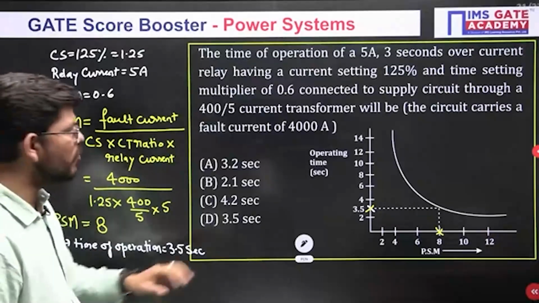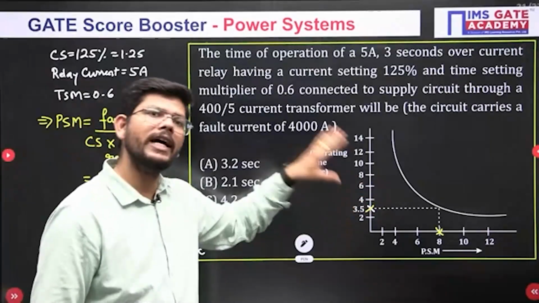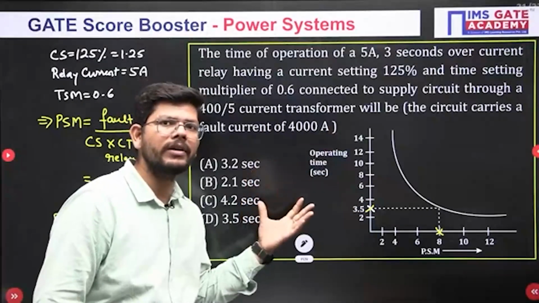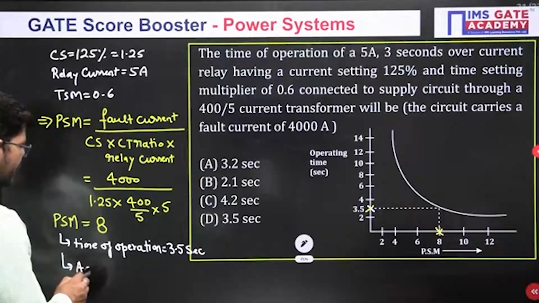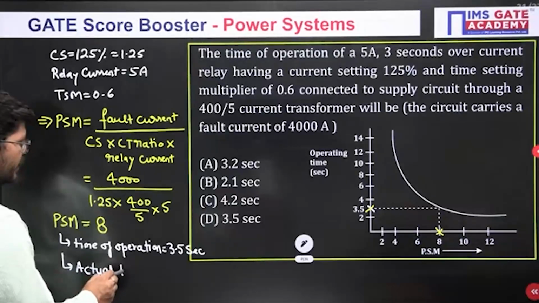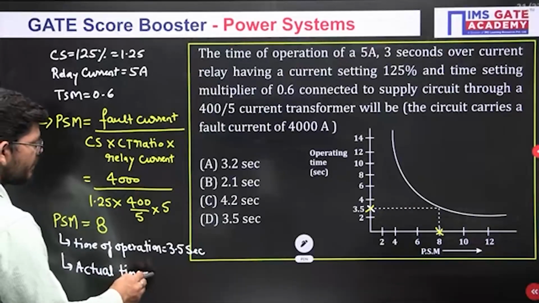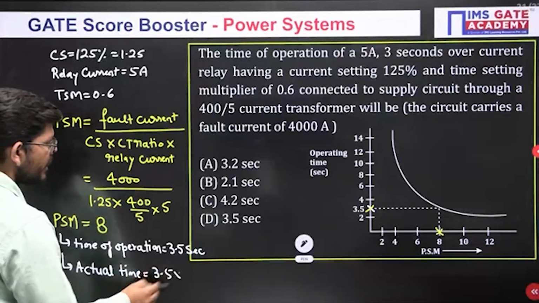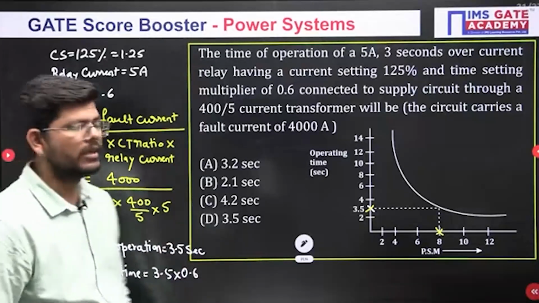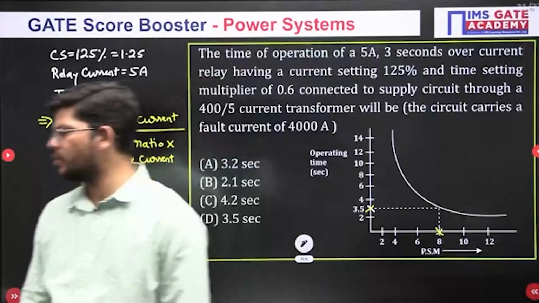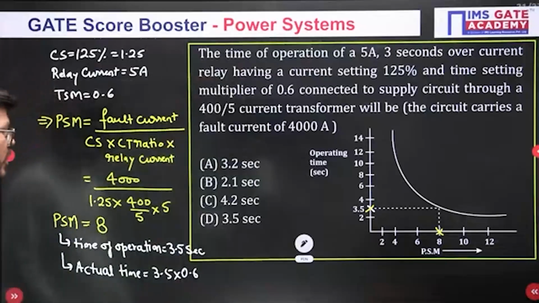But we have been given the time setting multiplier. So whatever time we are getting, it will be adjusted by the TSM. So actual time will be as per the TSM rating. Actual time will be 3.5 into 0.6. So 3.5 into 0.6 will be 2.1 second.